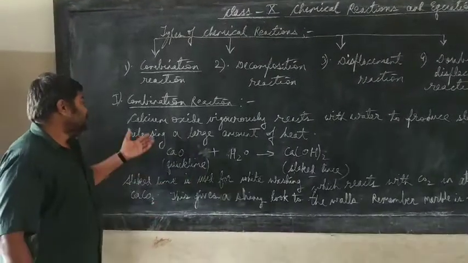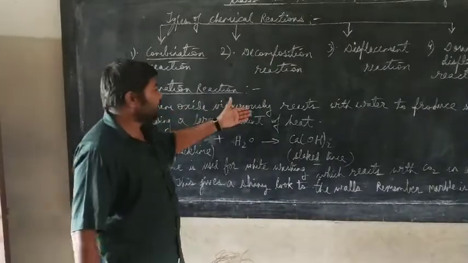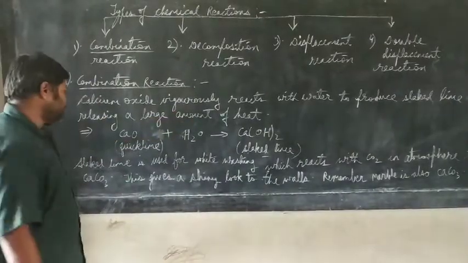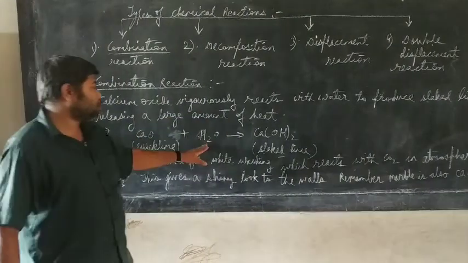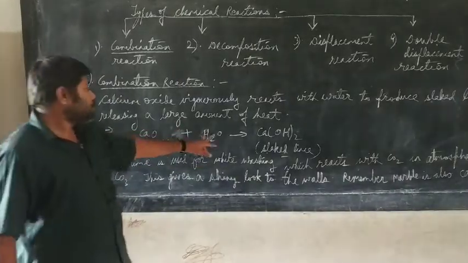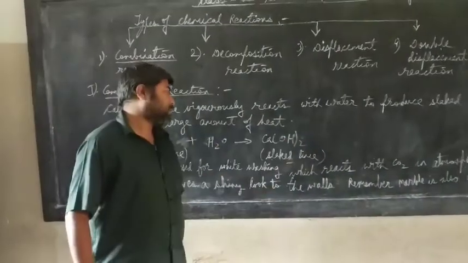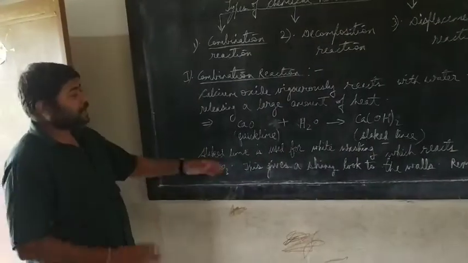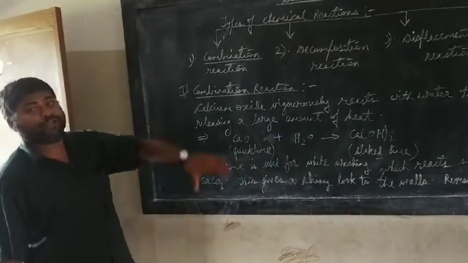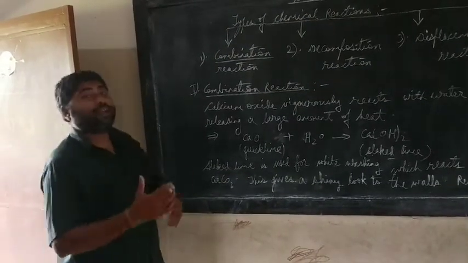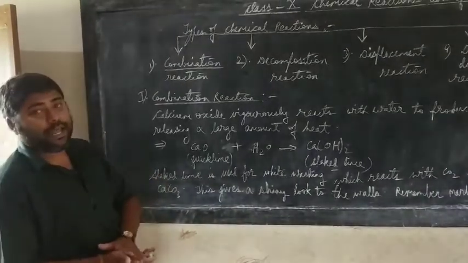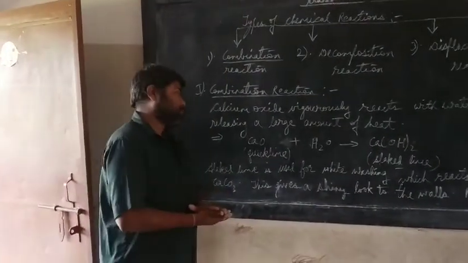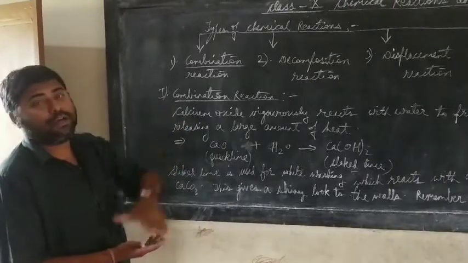Okay. Example: calcium oxide vigorously reacts with water to produce slaked lime, releasing a large amount of heat. CaO plus H2O. CaO is quicklime and calcium hydroxide is the result. That is what is slaked lime. Now students, do you know what is slaked lime? Slaked lime is the substance which you use for whitewashing. And after 2-3 days, the slaked lime slowly reacts with carbon dioxide to form calcium carbonate. And this gives the white shine to the walls.